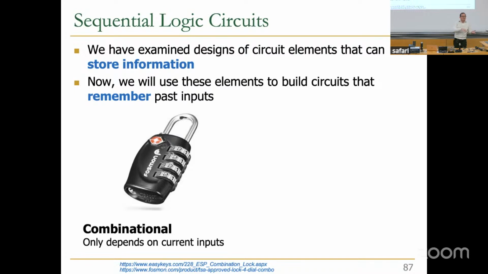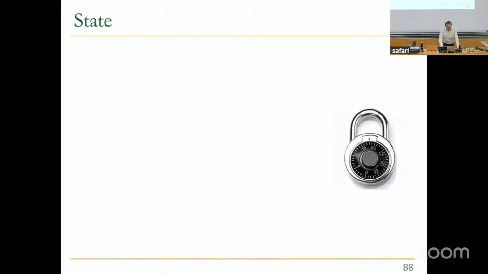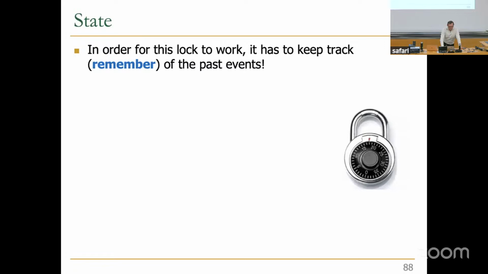How many of you have used this where it remembered what you've done? Probably not this. Probably you use something like this. How many of you have used this? This is a little bit more secure, potentially. I don't know, maybe. But this is sequential. Basically, this opens depending on past inputs, right? Let's take a look at how that operates. This is a notion of state. Basically, this has a notion of state. The other thing doesn't have a notion of state. So in order for this lock to work, it has to keep track of past events, meaning it has to remember things.